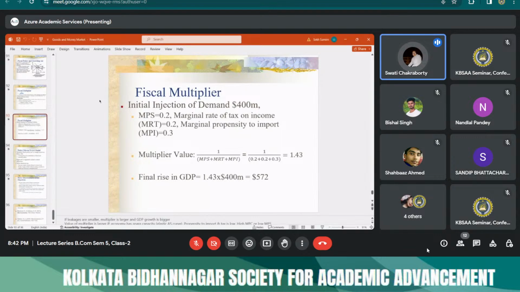So initially, in the previous example, we didn't talk of MRT, we didn't talk of MPI. So we just took MPS. Now here we have MRT and MPI also. So the multiplier value will be 1 by MPS plus MRT plus MPI, which gives 1.43. And the same calculation, the final rise will be 400 into 1.43 times. That is 572 million dollars. So that's a huge amount.